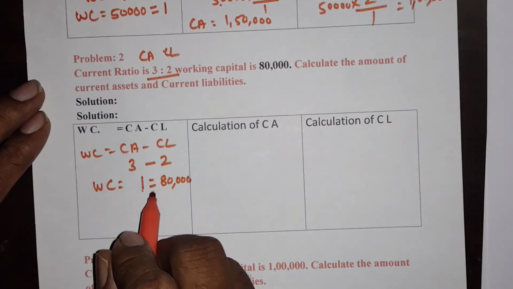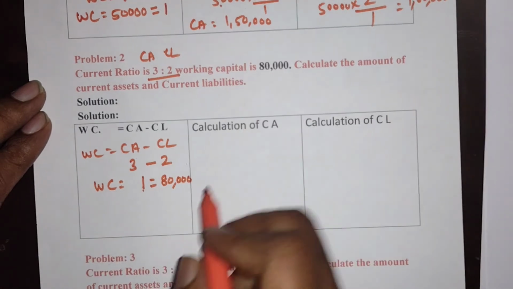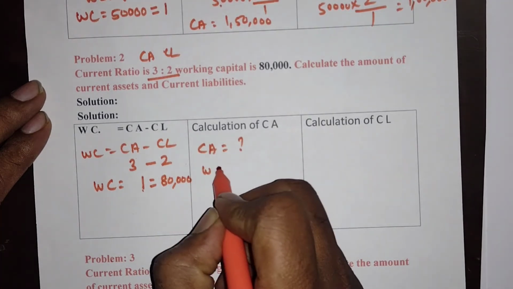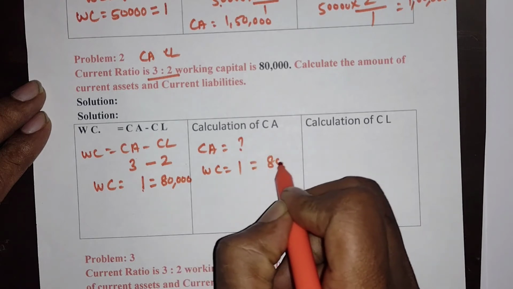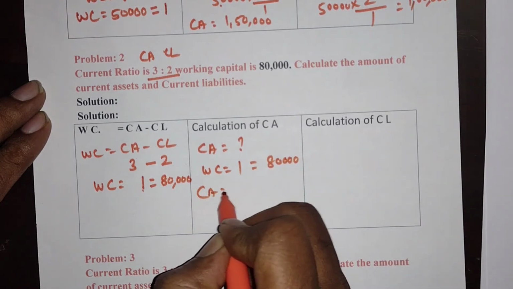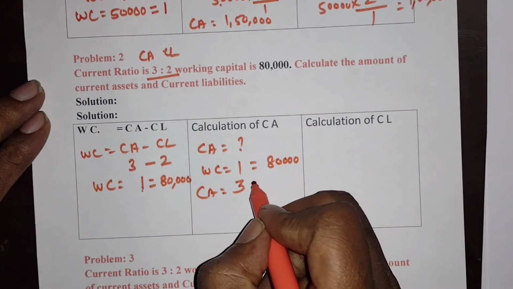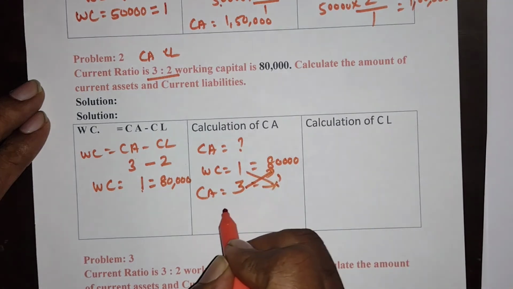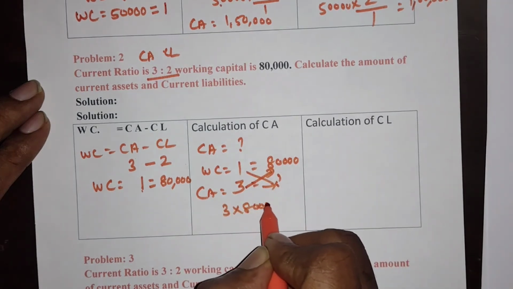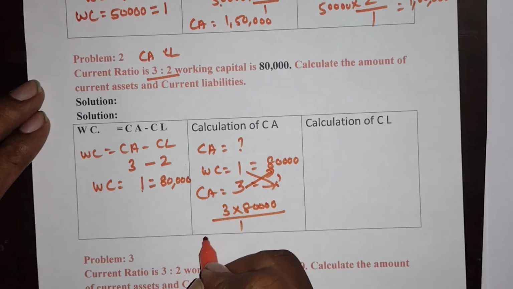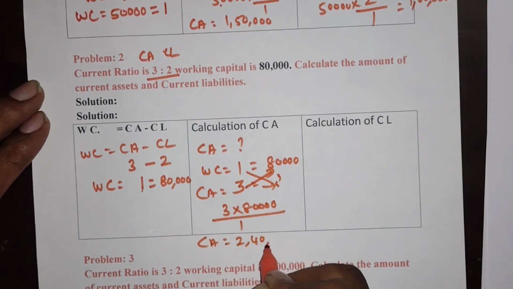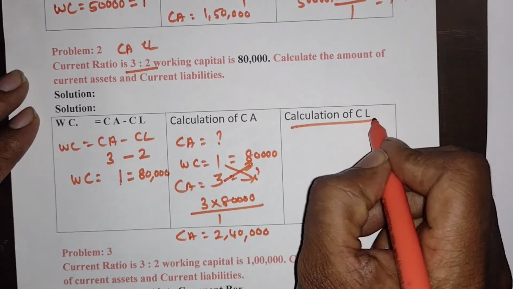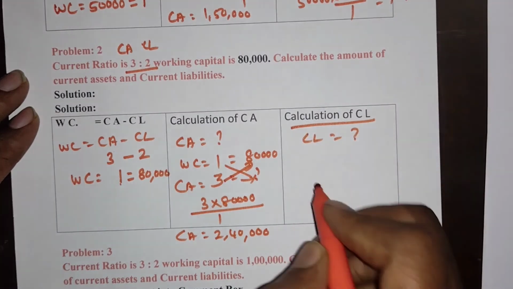So with the help of this you calculate the current asset. Current asset is equal to question mark. Working capital 1 is equal to 80,000. Current asset is equal to 3, but in terms of amount we don't know that. So go for cross multiplication. Cross multiplication means 3 into 80,000 divided by 1. So therefore current asset is equal to 2,40,000.